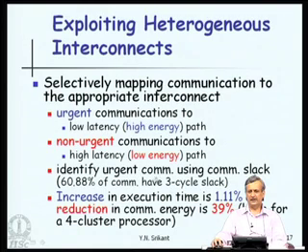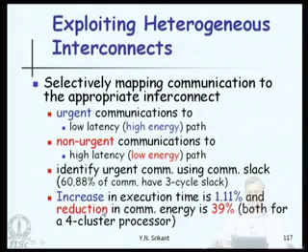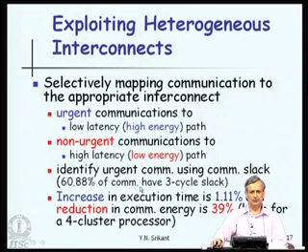So, we need to identify urgent communication using communication slack. It has been shown that about 60 to 61% of communications have a 3 cycle slack. This can be exploited by our algorithm. The increase in execution time is just about 1.11%, whereas the reduction in communication energy is about 39% for a 4 cluster processor. So, this is a variation of the instruction scheduling that we do. Slack is used to map communication to either one bus or the other bus.